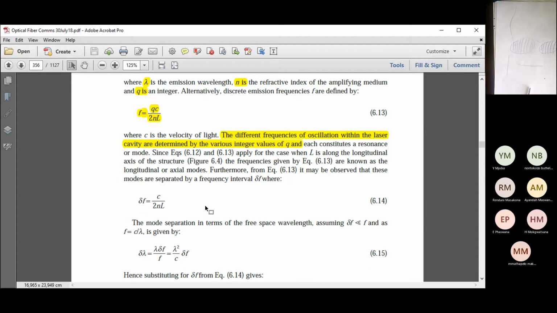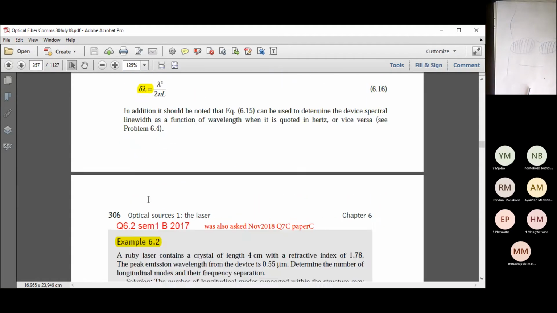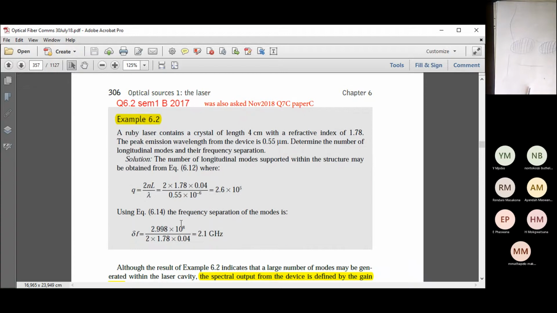Also here, the modes are separated by a frequency interval. So the frequency interval delta F equals the speed of light over 2 L. Very simple. Or you can calculate this, the frequency separation. For that formula Q, try example 6.3. I've asked it 2 times in the papers. There are the dates. I've asked that before.